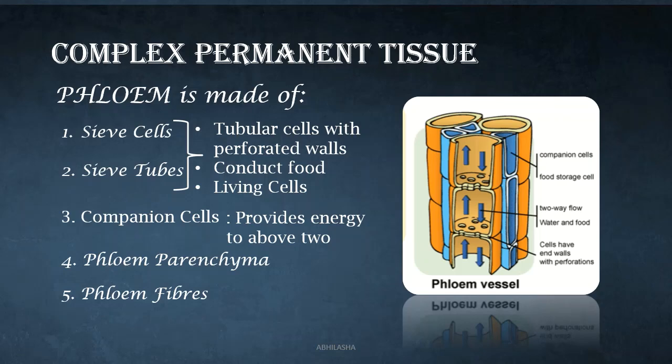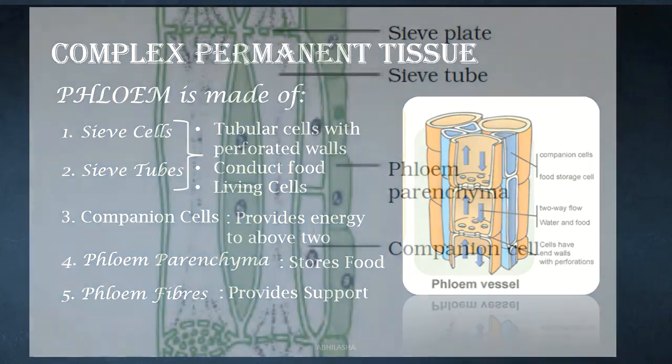In the next year, you'll study that while water transport occurs on its own, that is a passive transport, food transport through phloem is an active transport. It involves consumption of energy. So this energy is provided by companion cells. The phloem parenchyma stores food and the phloem fibers provide support. So there are some similarities with xylem, while there are many differences between xylem and phloem.